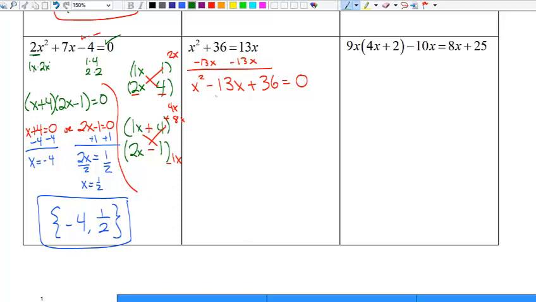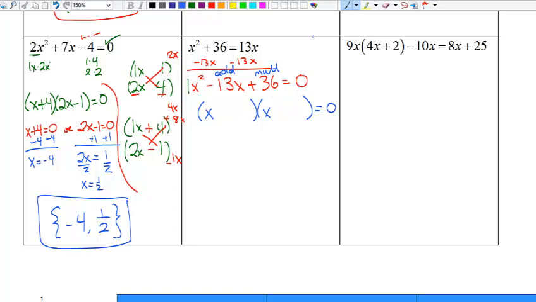Next, I am going to factor. I have no GCF here. Step 2, how many terms? I have 1, 2, 3 terms with a leading coefficient of 1, which means it's an easy trinomial. So when I factor this, I'm going to have an x and an x in the front. I'm looking for two numbers that multiply to 36, yet at the same time add to 13.